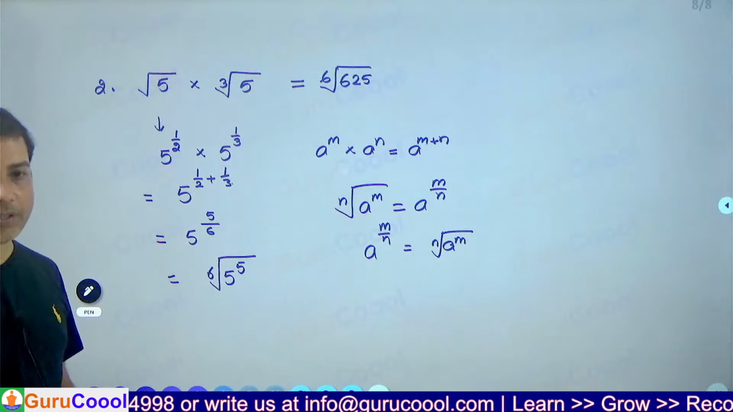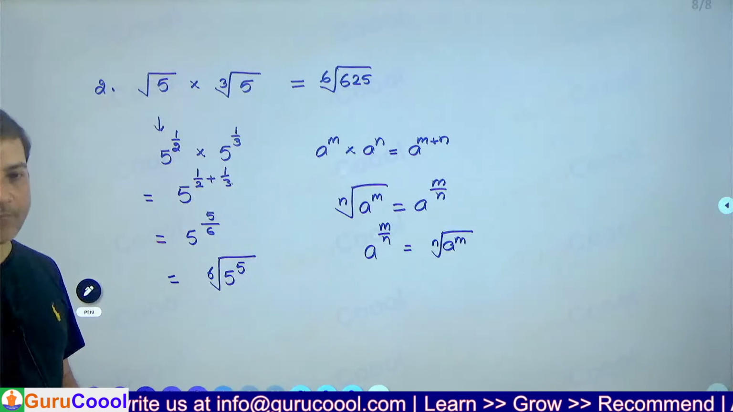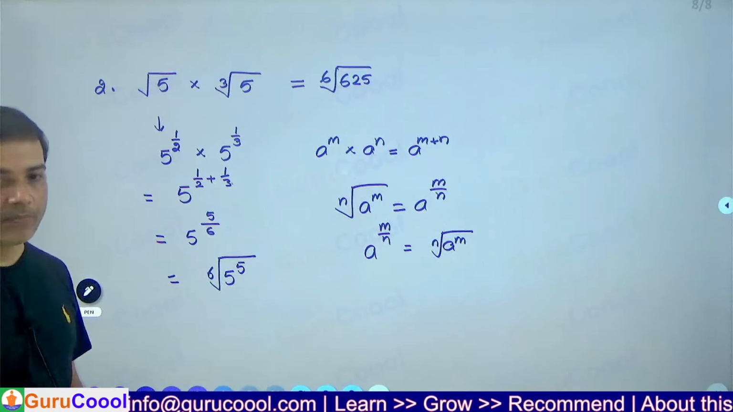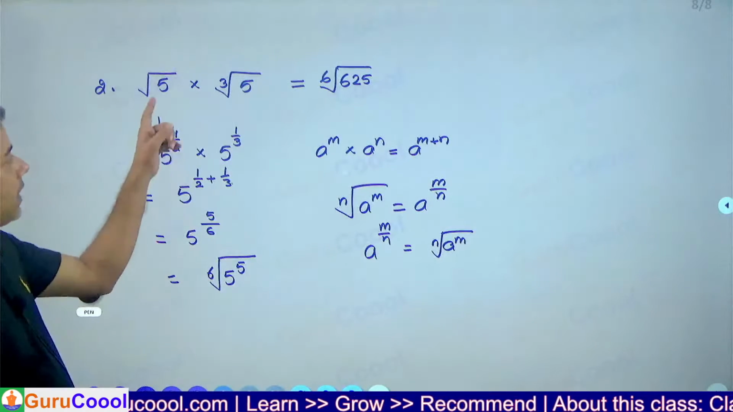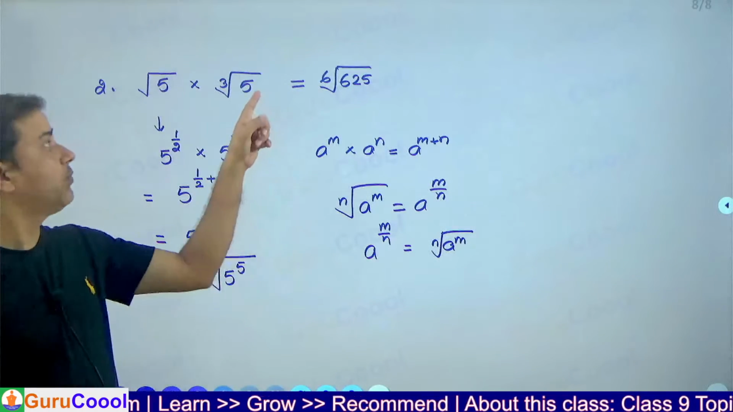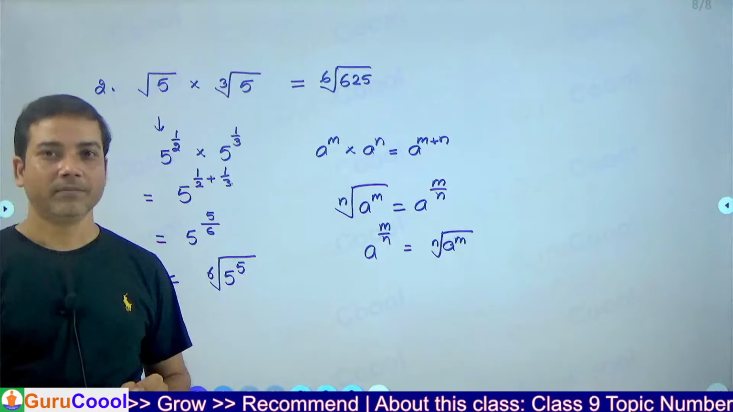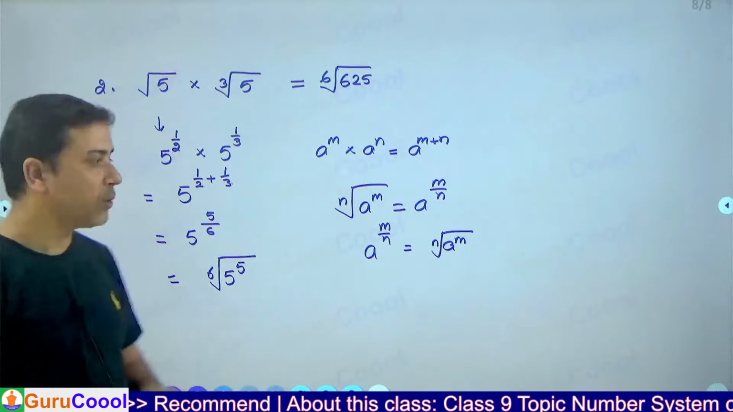Sir, but root 5 and root 5 is 5, so why didn't we do it that way? But that is not root 5. This is cube root 5. This is square root 5. Okay, I'll show you why.